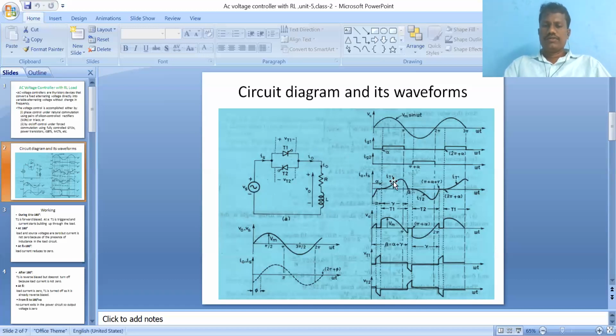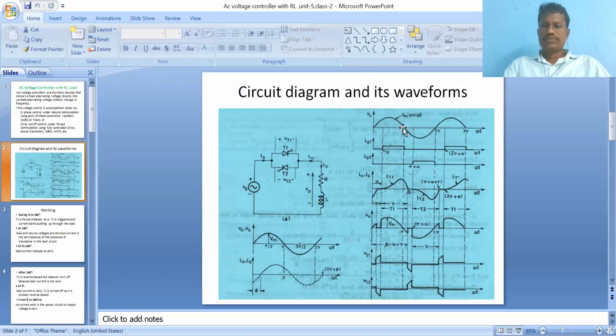This is the waveform. Clear? Once the thyristor is triggered, what is the output voltage? The output voltage follows the supply voltage. Whatever voltage is given at the input, the same output voltage is presented, with the same magnitude up to the end of the positive half cycle. At the end of the positive half cycle, what is the voltage?